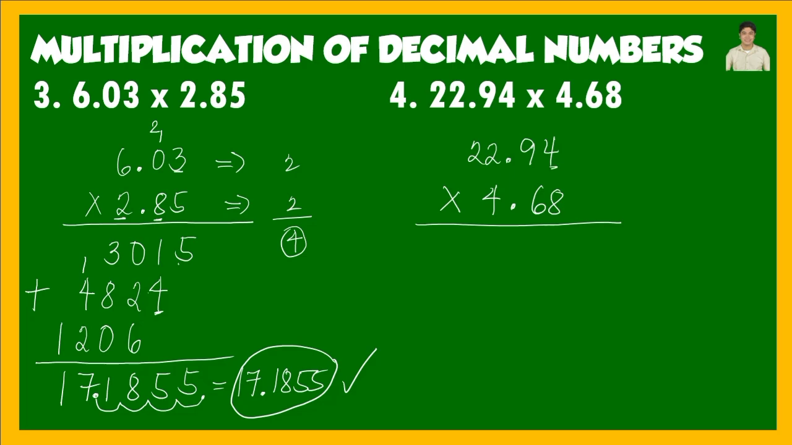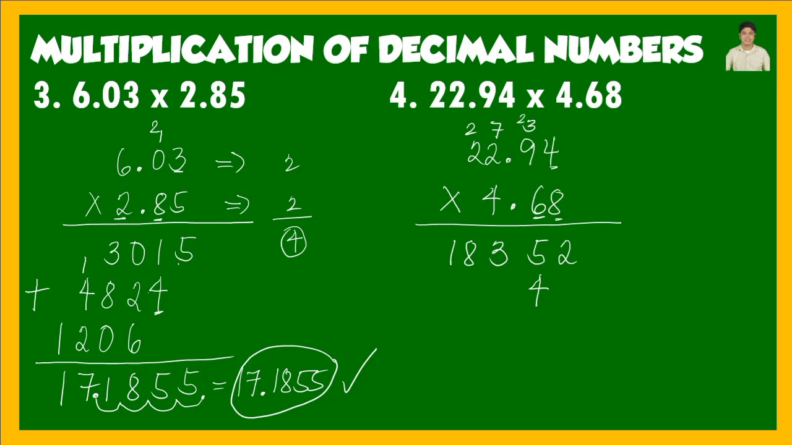So 4 times 8, that is 32. So we write 2 and then carry 3. 9 times 8, that is 72. Plus 3, 75. So isulat natin 5 and then carry 7. 2 times 8, we have 16. Plus 7, 23. So sulat natin 3 and then carry 2. 2 times 8, that is 16. Plus 2, 18. And then dito naman tayo sa 6. So 6 times 4, that is 24. So sulat po natin is 4 and then carry 2.